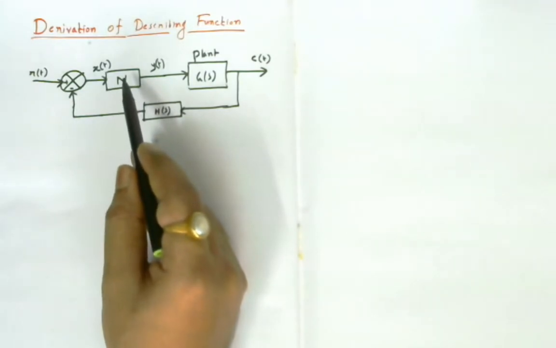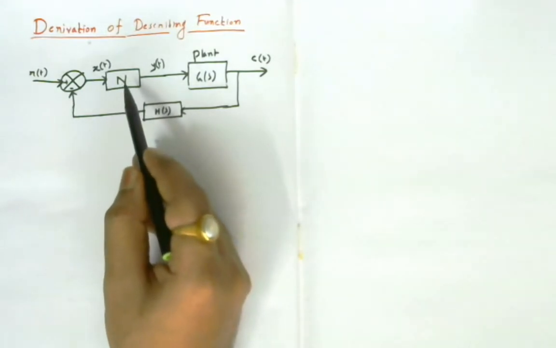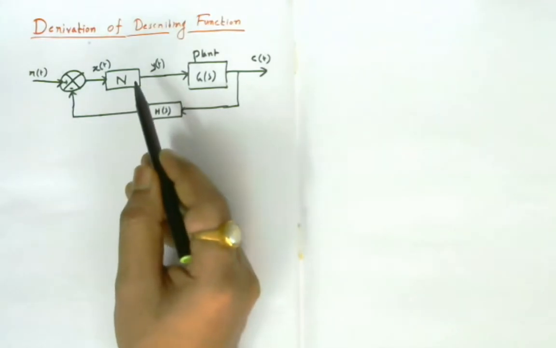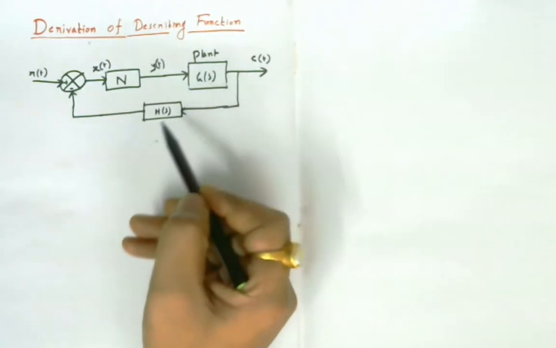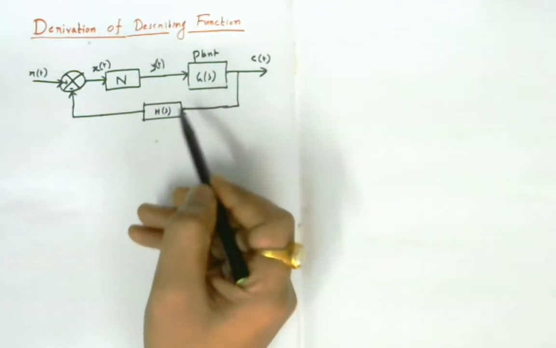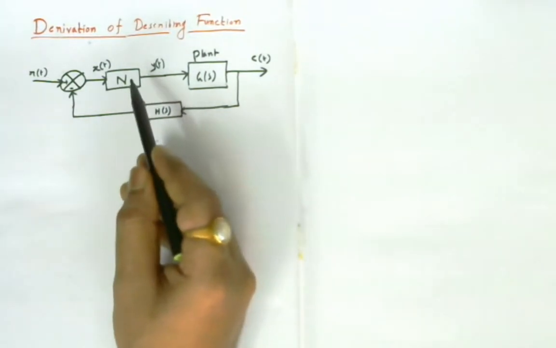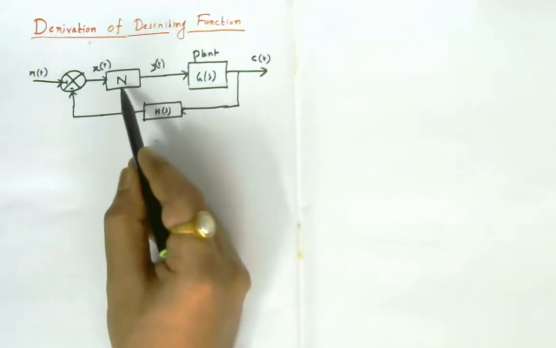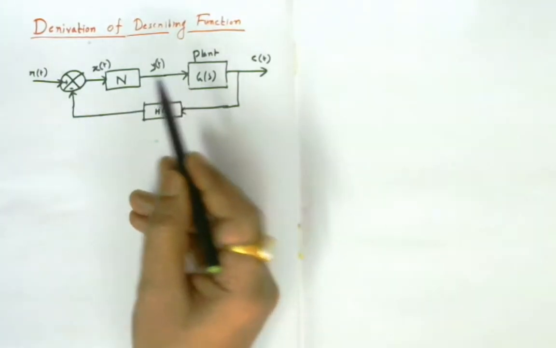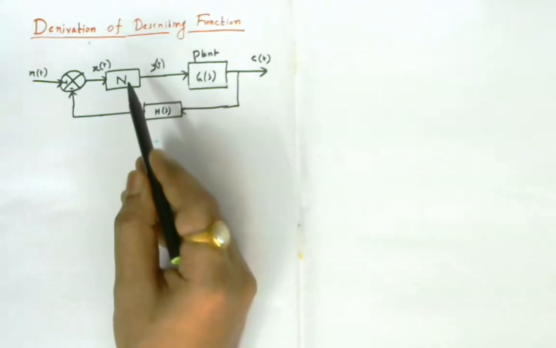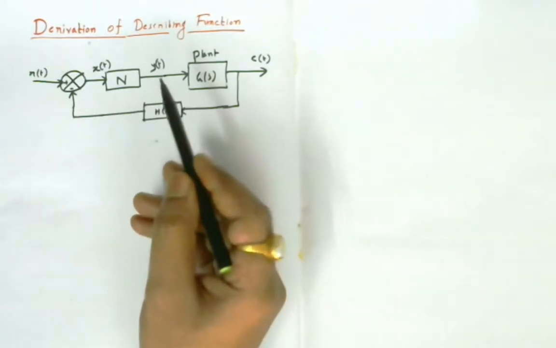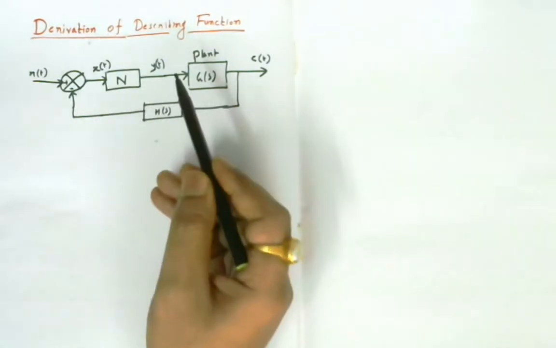Then N can be derived. N denotes the describing function. Like in case of G(s) and H(s), which represent the transfer function, capital N denotes the describing function. So you can find out the N, which is the describing function for dead zone nonlinearity, for the saturation nonlinearity. You can find out the describing function for all types of nonlinearity.